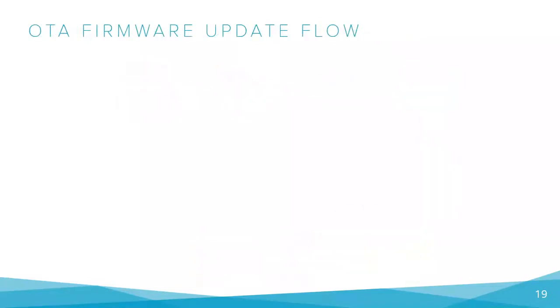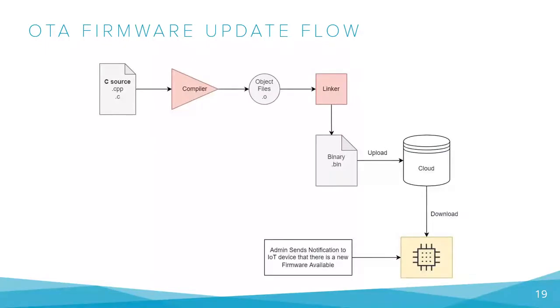Similar is the OTA firmware update flow. Again here you can see that programming any microcontroller device begins with a C or C++ program on your host or laptop or PC, and then a compiler is again used to build the executable file. The difference is that this .bin file is uploaded to the server, and then the admin sends a notification to the IoT device that there is a new firmware available and it is to be downloaded to your microcontroller.